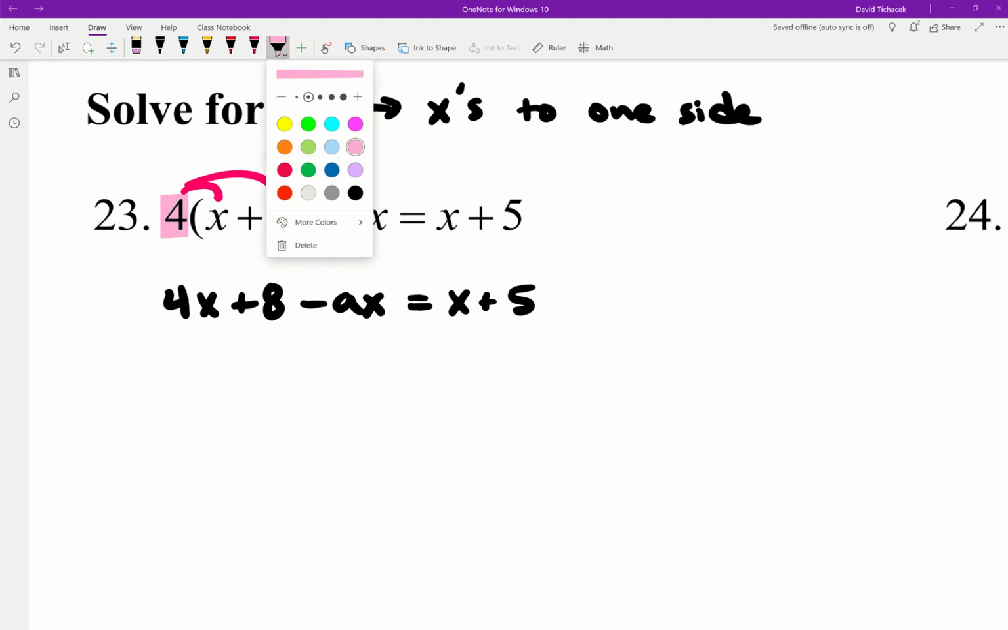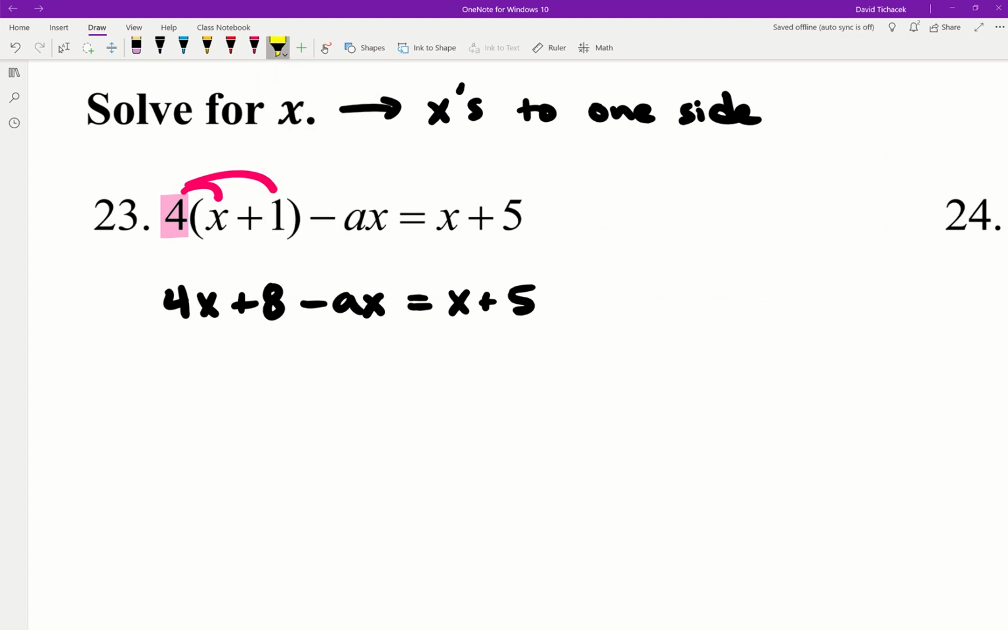And then everything with an x in it, I just need to make sure I collect to one side. So here I've got a 4x, I've got a minus ax, and I've got an x on the right-hand side. Since I have more things with an x in it on the left than on the right, I'm going to move this x over to the right-hand side, in which case I would have 3x plus 8 minus ax is equal to positive 5.